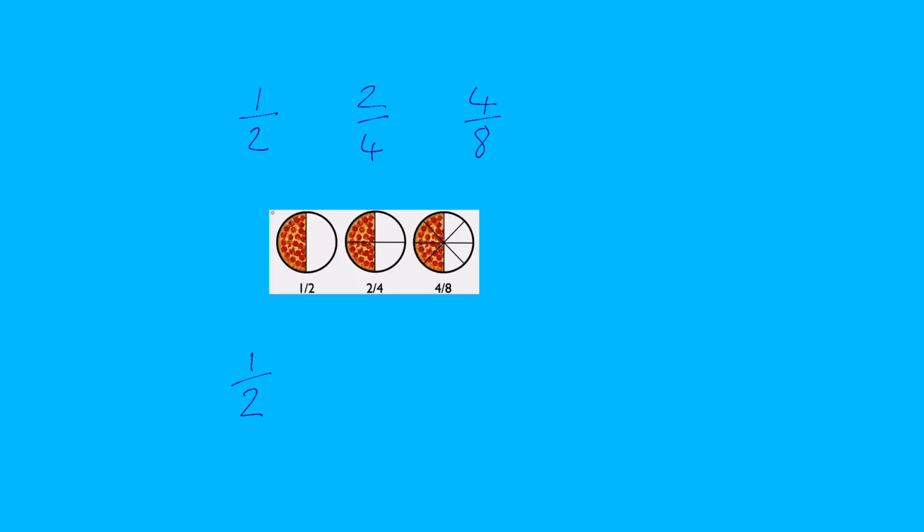Because to find an equivalent fraction to a half, you can multiply the top and the bottom by whatever number you want, you can have an infinite number of equivalent fractions to a half. Infinite means endless. So I want to find an equivalent fraction to a half, so I'm just going to pick a number. I'm going to times the top and the bottom by 20.